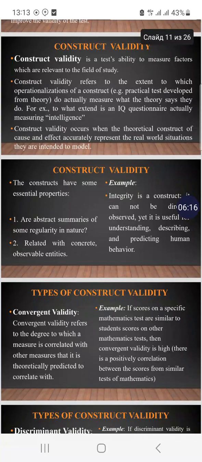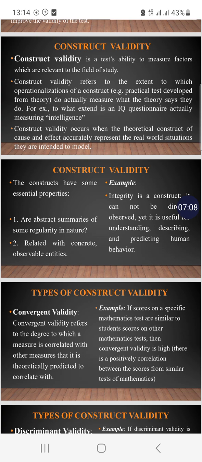Construct validity. Construct validity is a test's ability to measure factors which are relevant to the field of study. Construct validity refers to the extent to which operationalizations of a construct, practical tests developed from theory, do actually measure what the theory says that they do. For example, to what extent is an IQ questionnaire actually measuring intelligence? Construct validity occurs when the theoretical constructs of cause and effect accurately represent the real-world situations they are intended to model.